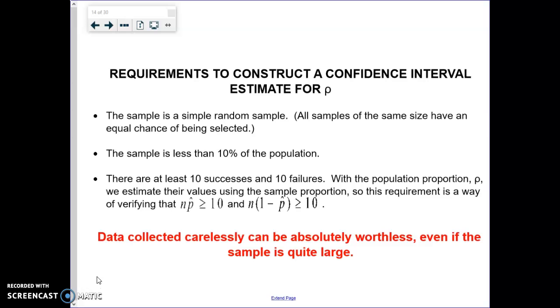proportion. First of all, the sample has to be a random sample. That has to be a given. Secondly, the sample has to be less than 10% of the population.